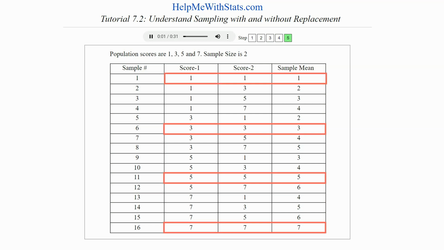When sampling with replacement is used, then there are some additional samples that are possible. These 4 combinations of scores involve a sample where the same score was selected twice. Therefore, sampling with replacement always involves a larger number of possible samples than sampling without replacement. With large populations, there is very little difference between sampling with replacement and without replacement because the possibility of resampling the same score is very, very low.